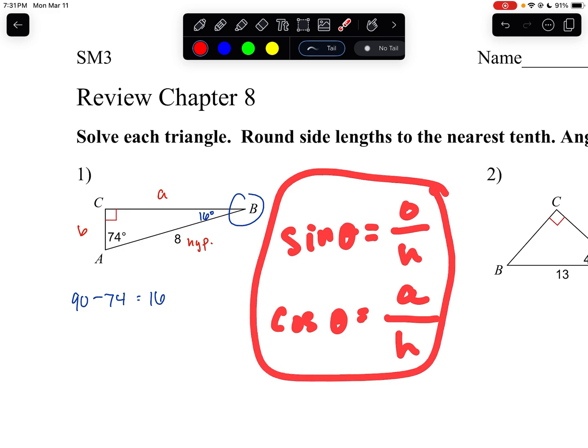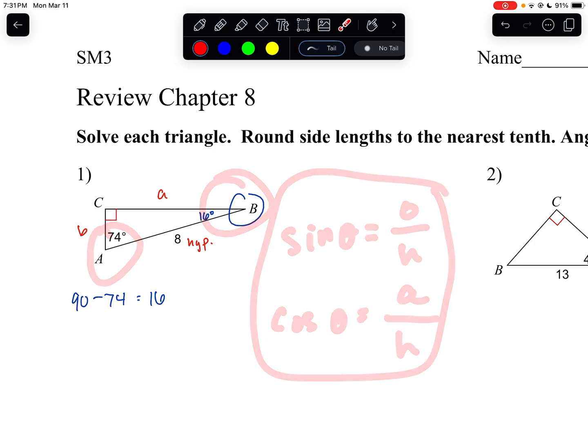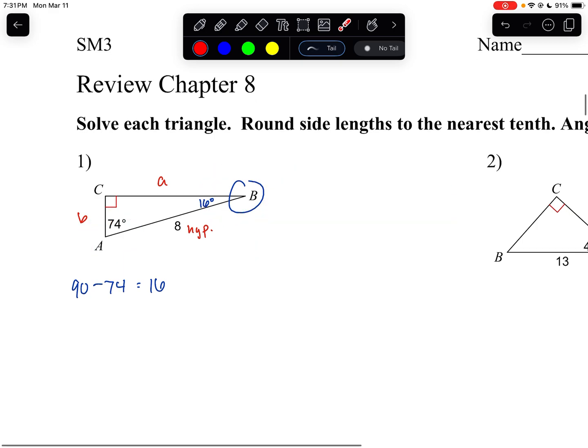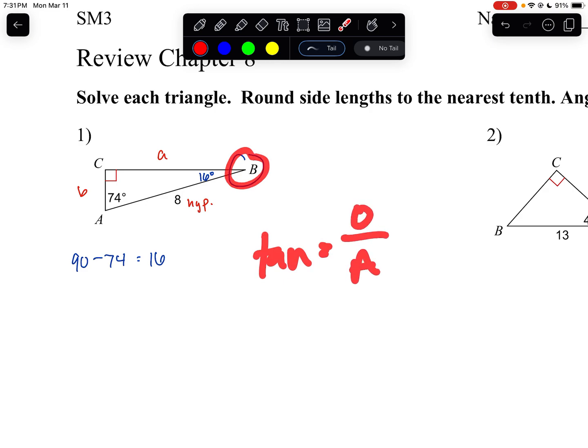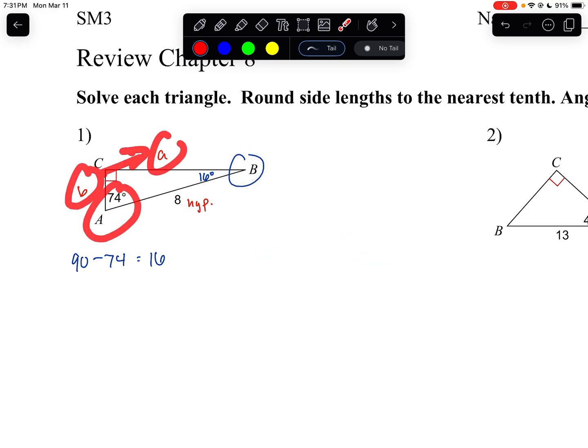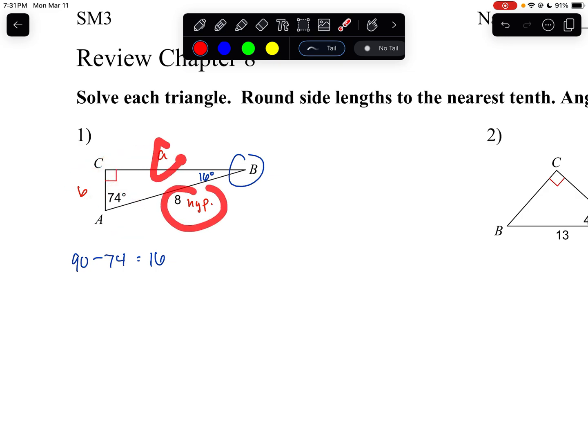So I can use either of these two with one of these angles right here. Doesn't matter which angle, doesn't matter if it's sine or cosine, as long as we're using the hypotenuse and one of these two sides. One thing that we cannot use is tangent. If I use tangent of this angle, for example, tangent is equal to the opposite over the adjacent, and so that would give me B divided by A. And then if I use tangent of 74, that would be A divided by B. Either case, I get two unknown sides. I can't have two unknown sides. I have to have one known and one unknown.